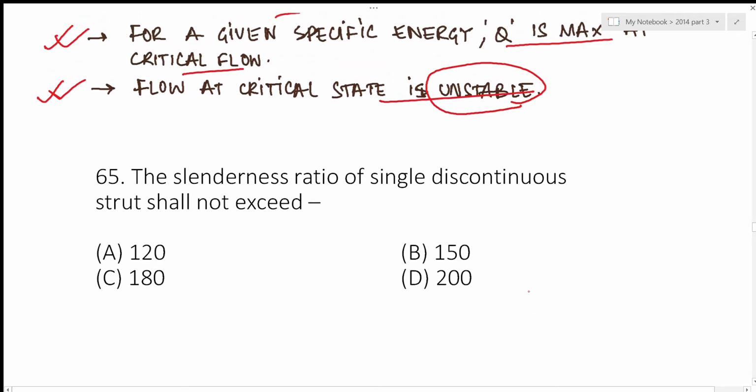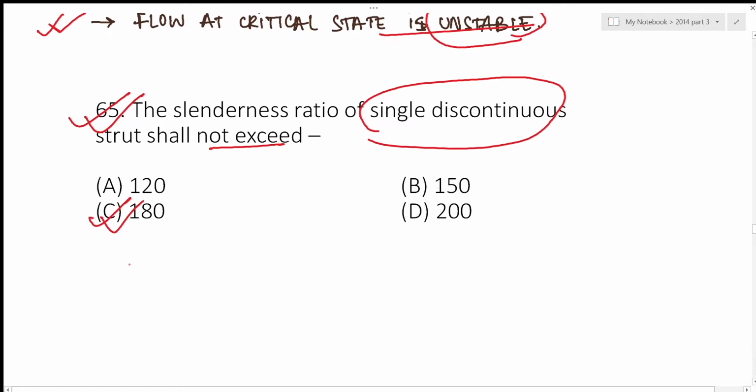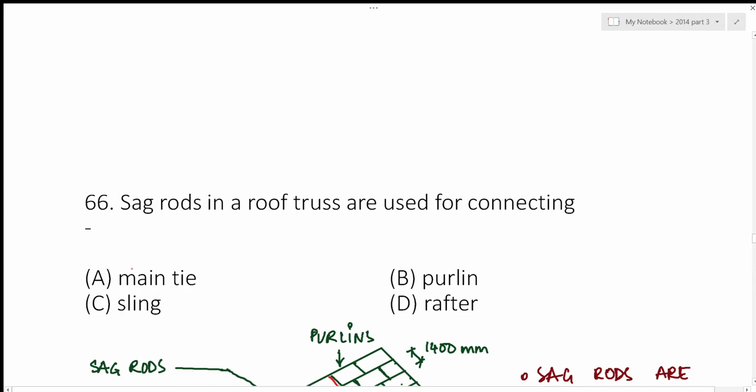Next question is, the slenderness ratio of a single discontinuous strut shall not exceed. Now, for a single discontinuous strut, the slenderness ratio should not exceed 180. This is as per IS 800. Should not exceed 180.